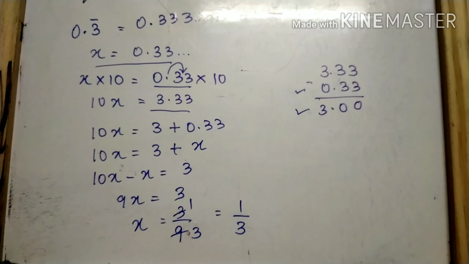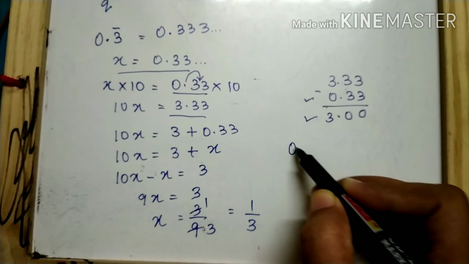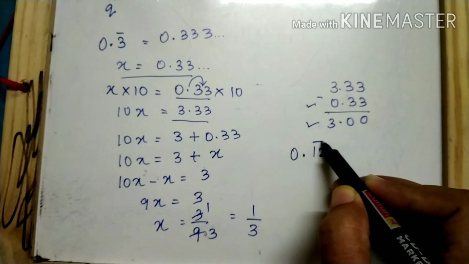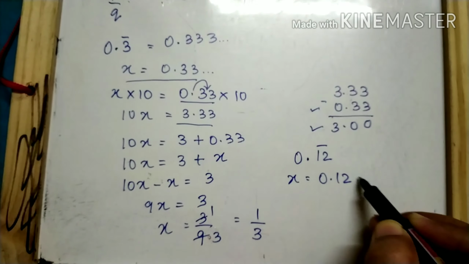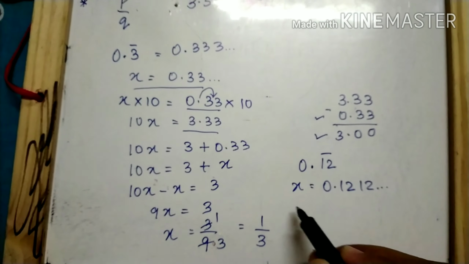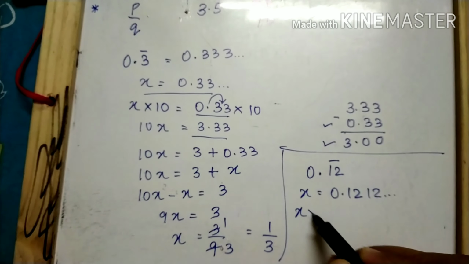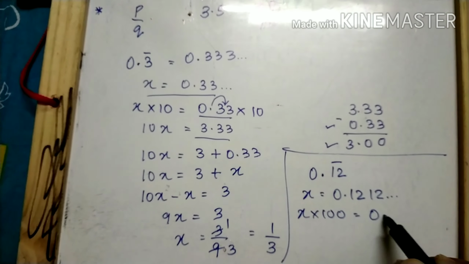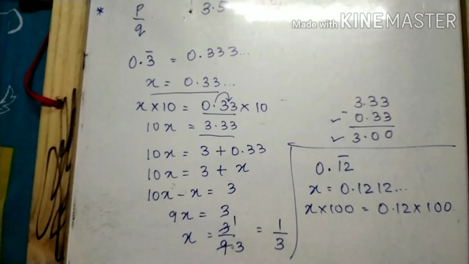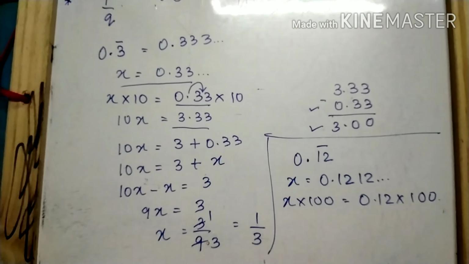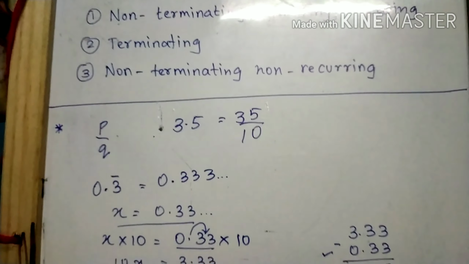Now next, if you have 0.12 bar, that means x is 0.1212. Here, instead of multiplying by 10 as before, now you will multiply by 100. That is the only difference over here. I am just showing you the types. If you have any doubt, you can comment and ask me to solve any sum, and I'll show you the video for that.